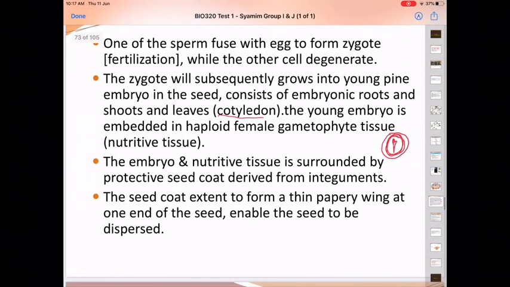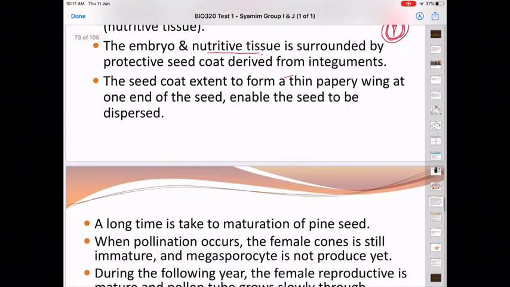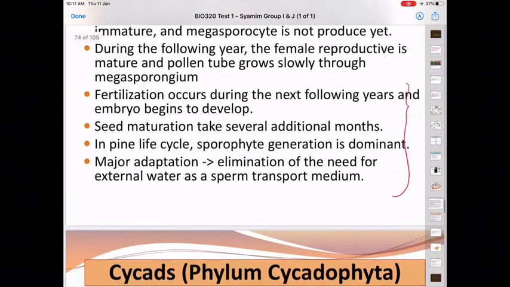Okay, this one also the same, what happened to the embryo. Okay, what gives the embryo food? Of course the nutritive tissue. Okay, this one's also the explanation of the diagram. Same goes with this.